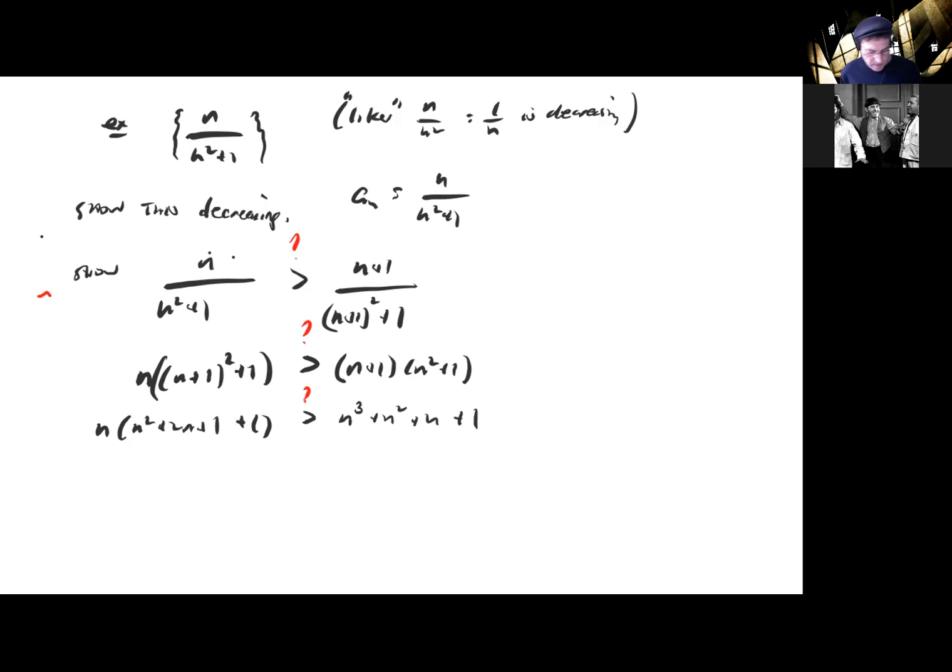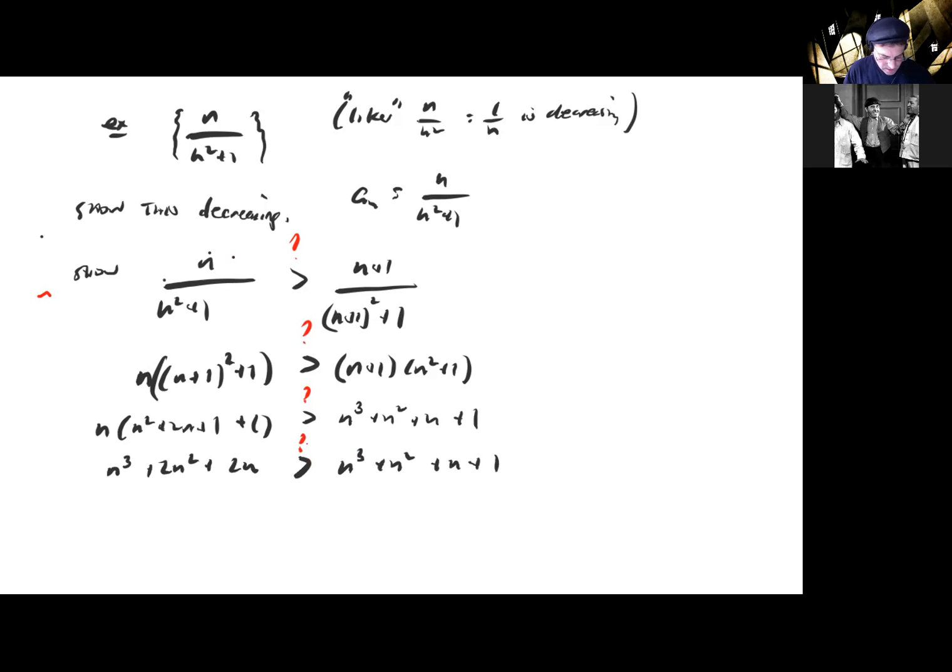That's what you get when you multiply this out on the right. Okay, and now what I'm going to do is go on the left side and distribute the n in. So that would be n cubed plus 2n squared. Okay, so n times 1 plus 1 is 2, so that gives you a 2n when the n is distributed in. And you want to know whether or not that's greater than n cubed plus n squared plus n plus 1.